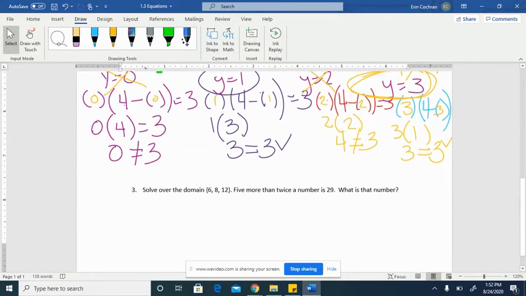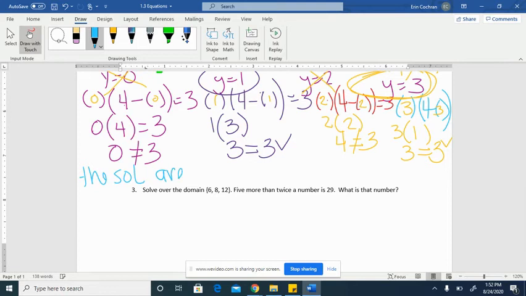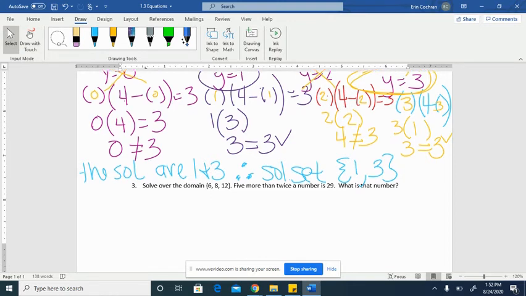Okay. So we can say this a couple of ways. These solutions are 1 and 3. Therefore, the solution set is 1, 3. These dots here in the triangle mean therefore. Okay.